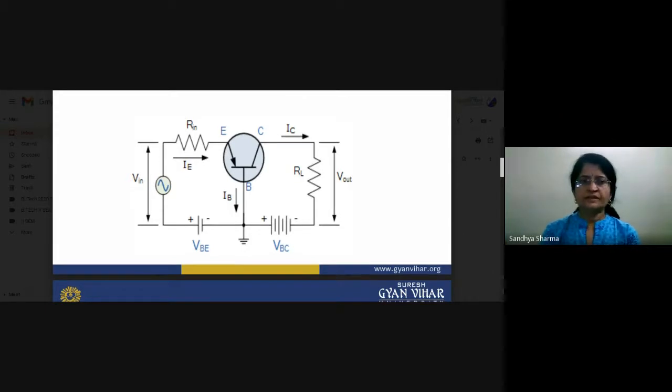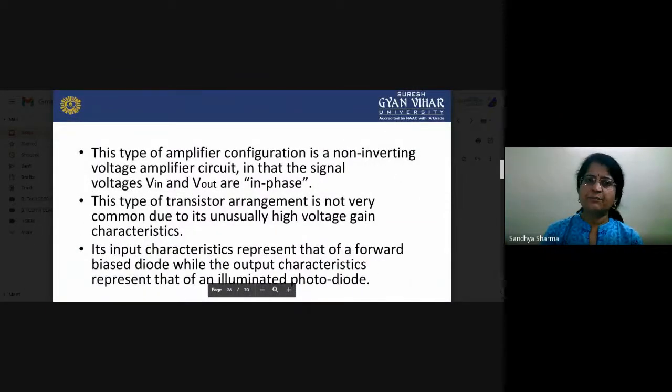Now what will happen here? We will see what type of input and output we have. You will receive an in-phase signal at the output, which means your amplifier is working as a non-inverting voltage amplifier in the common base configuration. So in common base configuration, VIN and V output are both in phase, and this type of transistor arrangement is not very common due to its high voltage gain. It will provide us a very high gain at the output side.